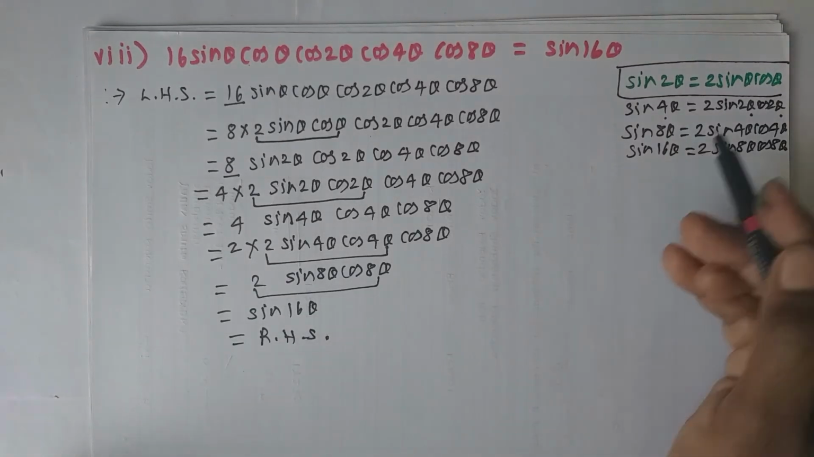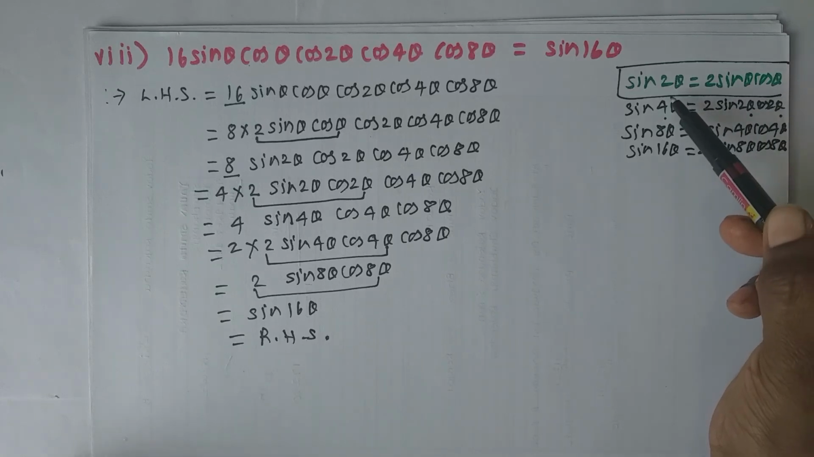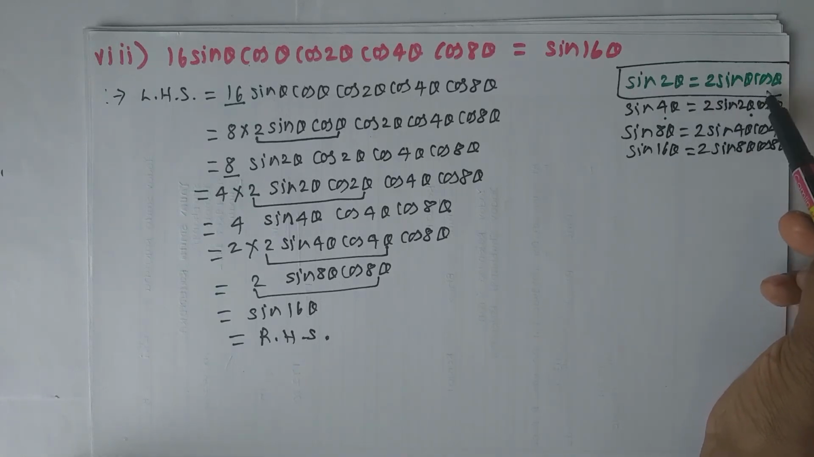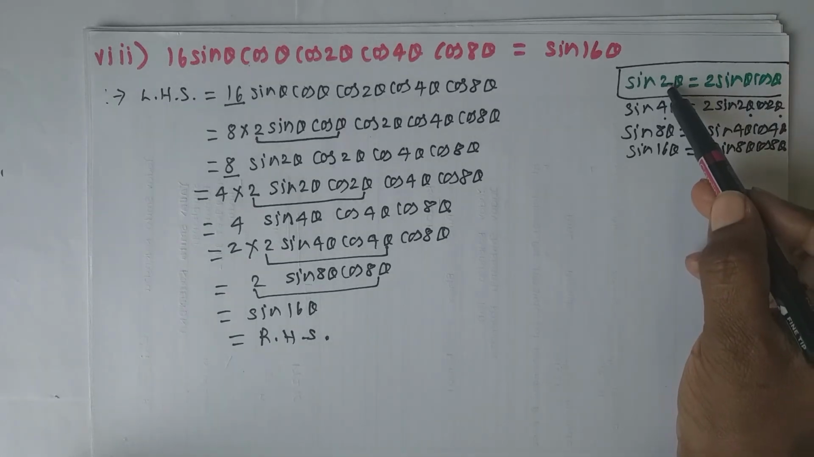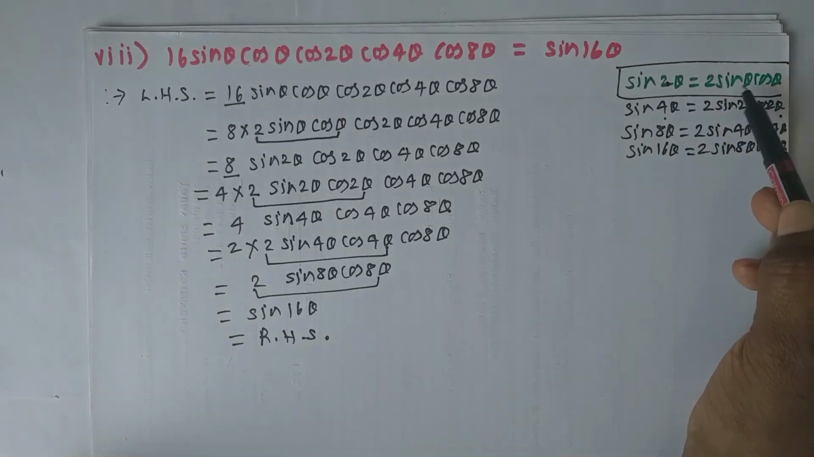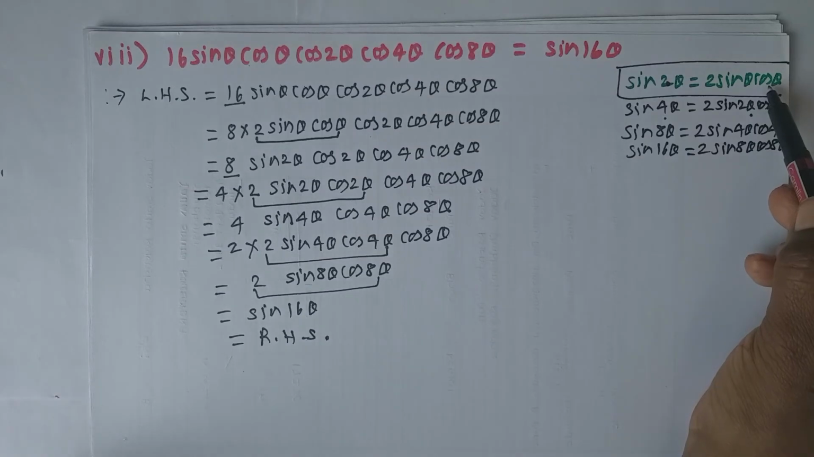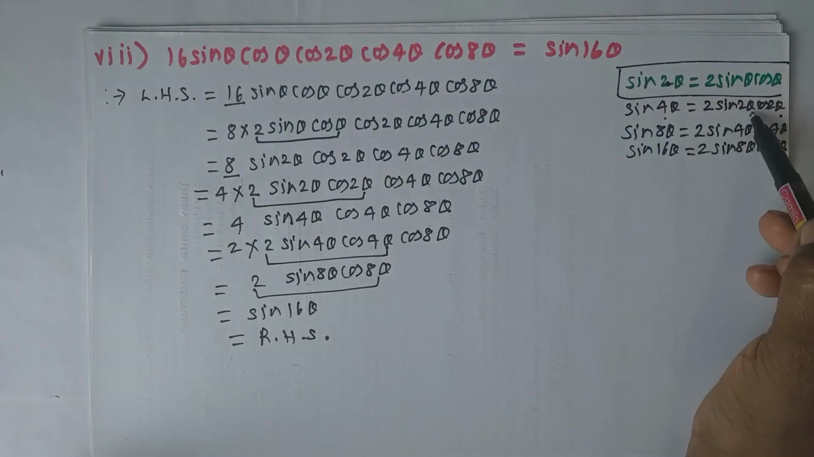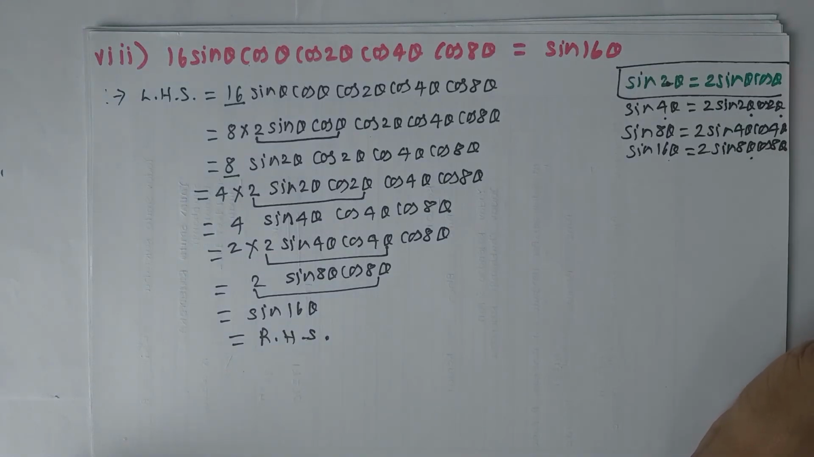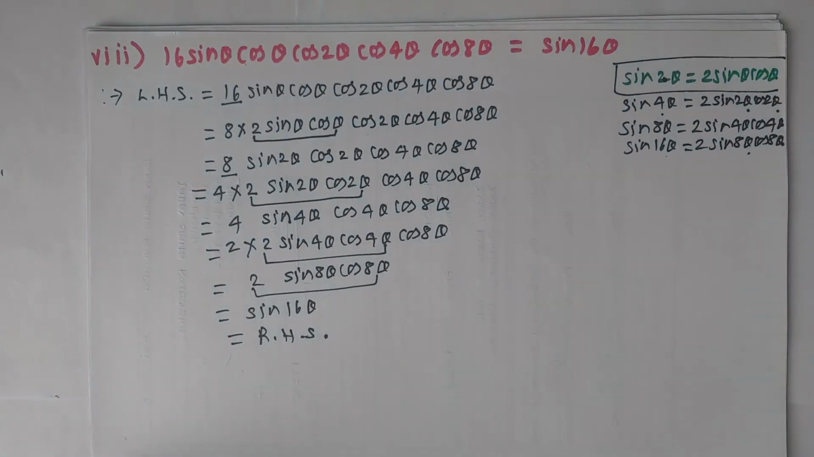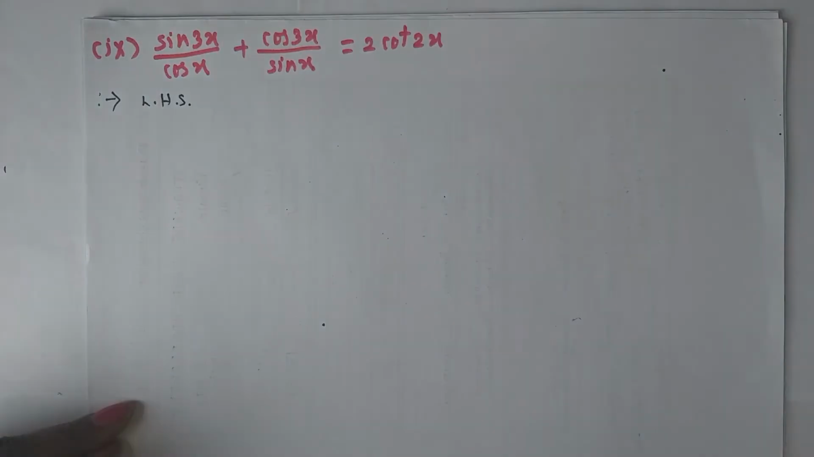In this way we are using only our basic formula, that is sin 2 theta is equal to 2 sin theta cos theta. You only remember the principle that if here is the angle 2 theta, then its half angle is here, that is theta. If here is 4 theta, here 2 theta; 8 theta, 4 theta; 16 theta, 8 theta, like that. This is one of the simplest problems. Let's see the next problem.